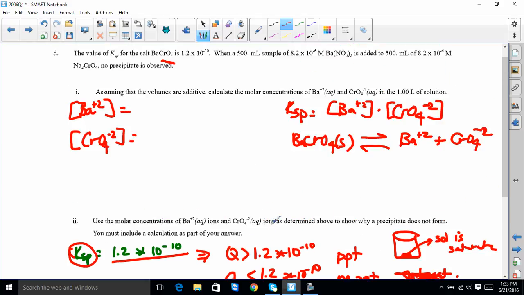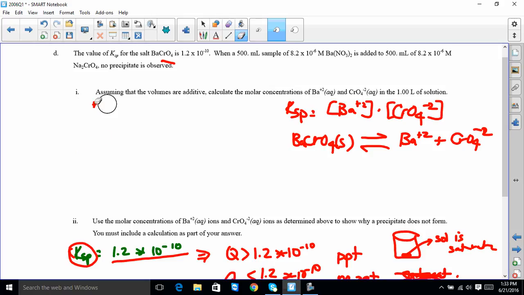Now, we're going to come up here, and remember, this is the crazy part: whenever you add two solutions together, okay, I'm going to erase this, what happens is, because when you add 500 milliliters and 500 milliliters, you are changing the volume, and it changes the concentration. So what I'm going to do here is, and again, keep in mind, this is a very difficult problem.